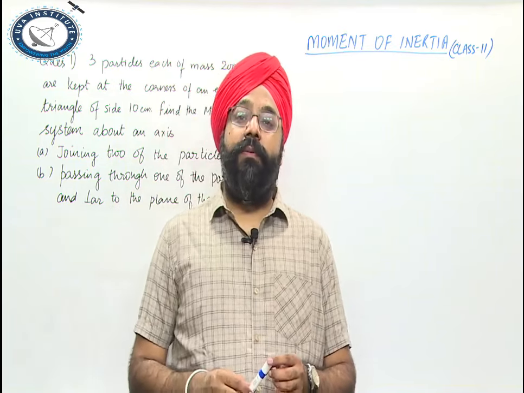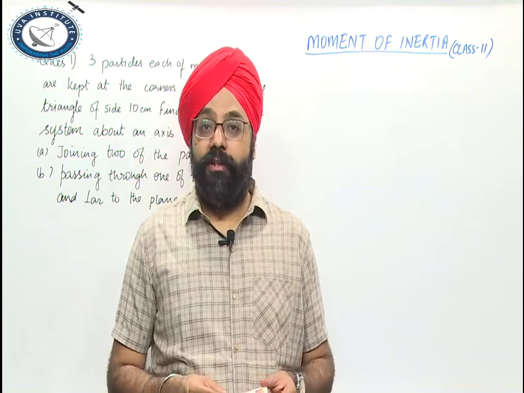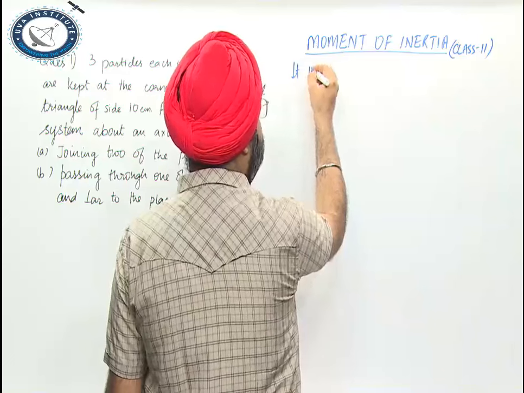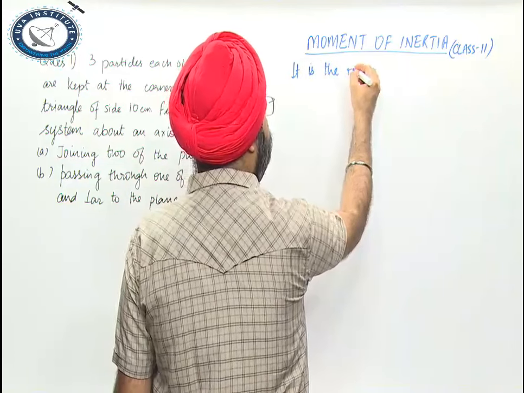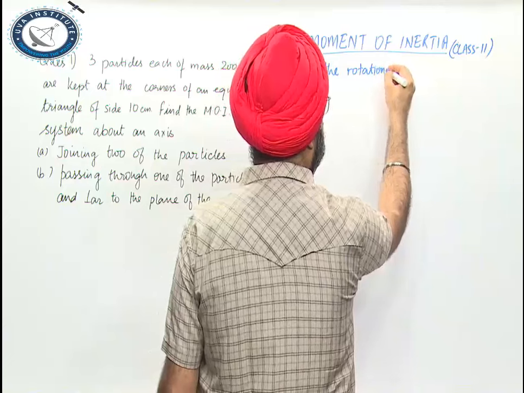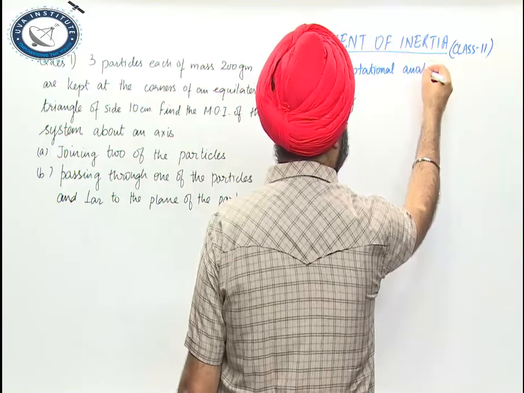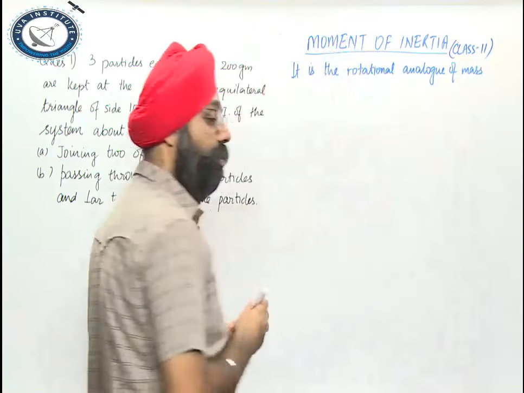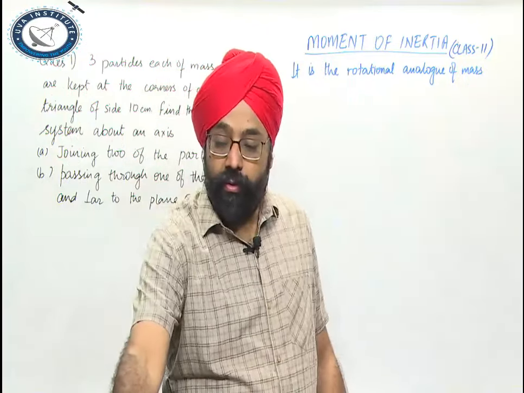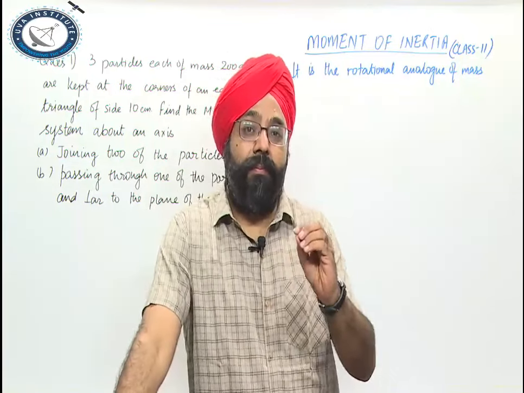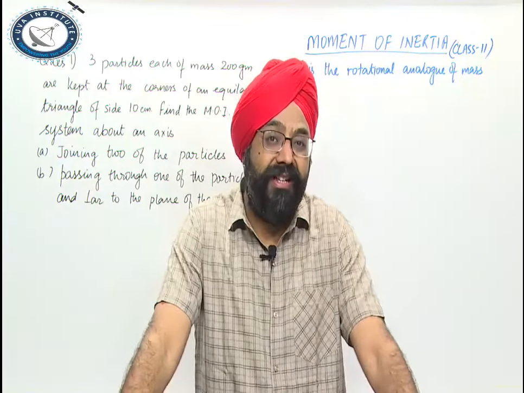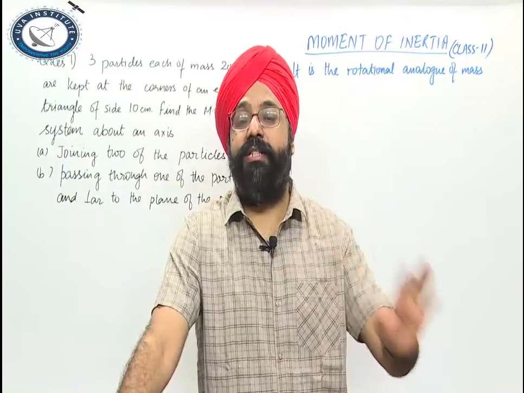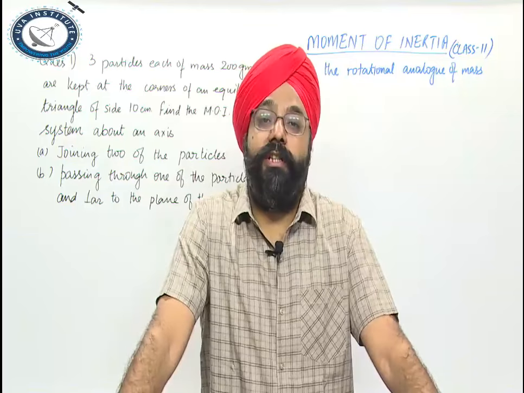Hello friends, let's talk about moment of inertia today. Moment of inertia, we all know it is the rotational analog of mass in linear motion. So, moment of inertia is a property of mass distribution. It is how the mass of a rigid body is distributed about its axis of rotation. That is what moment of inertia is.